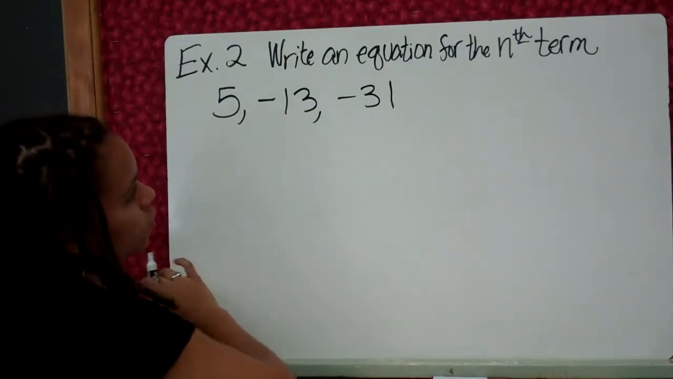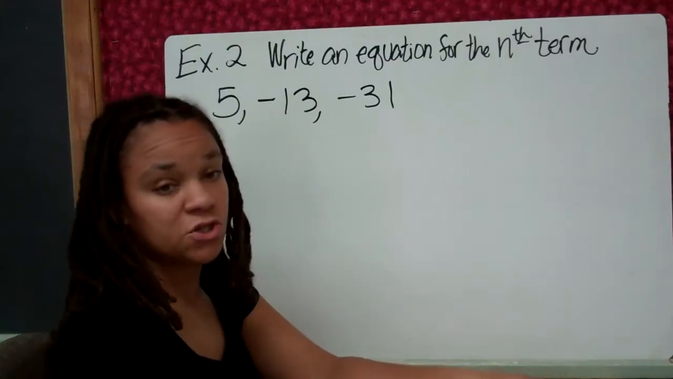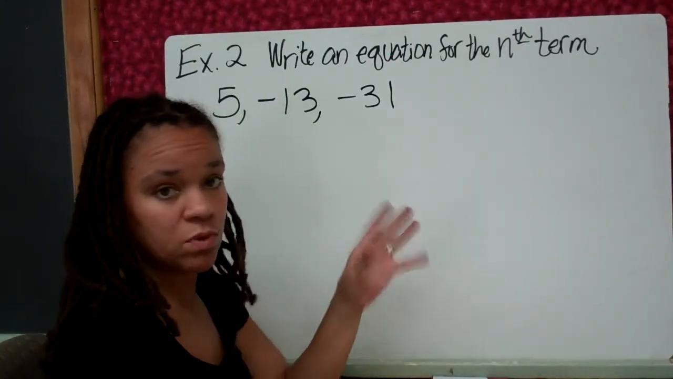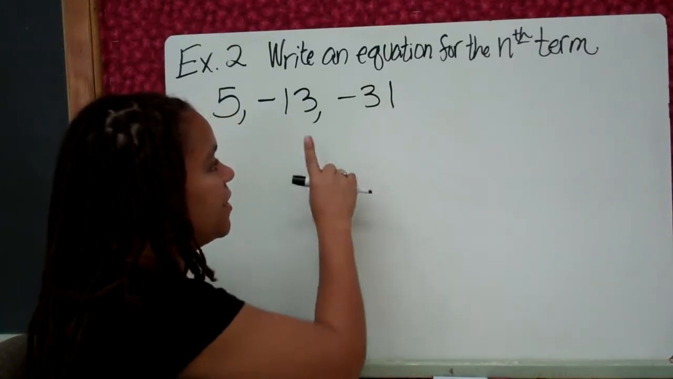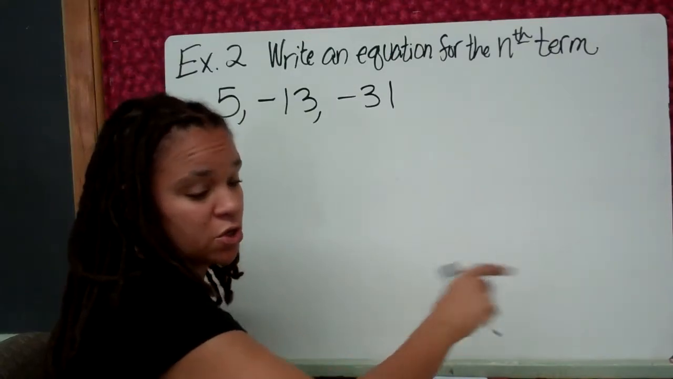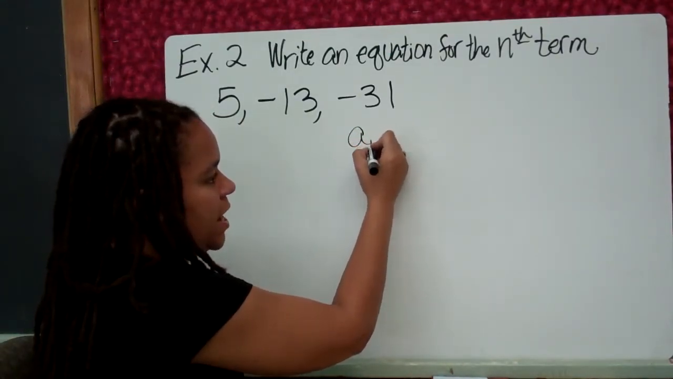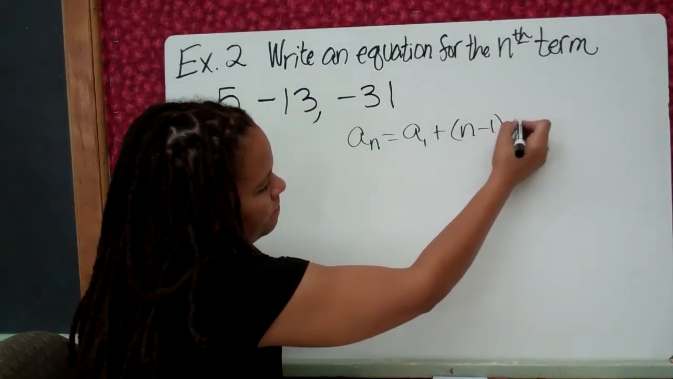Let's look at another example. Now we want to write an equation for the nth term. So this just shows me a sequence and doesn't tell me anything else. It just says write the equation. Is there one equation that I could use, and then I could use that to figure out what the rest of the terms are? So the equation that we're going to use, the one that we had before, a sub n is equal to a sub 1 plus n minus 1 times d.